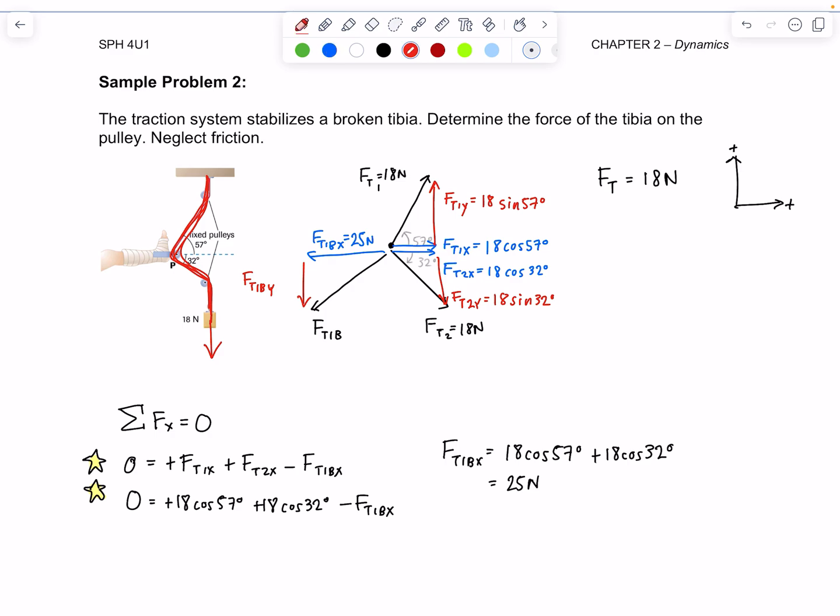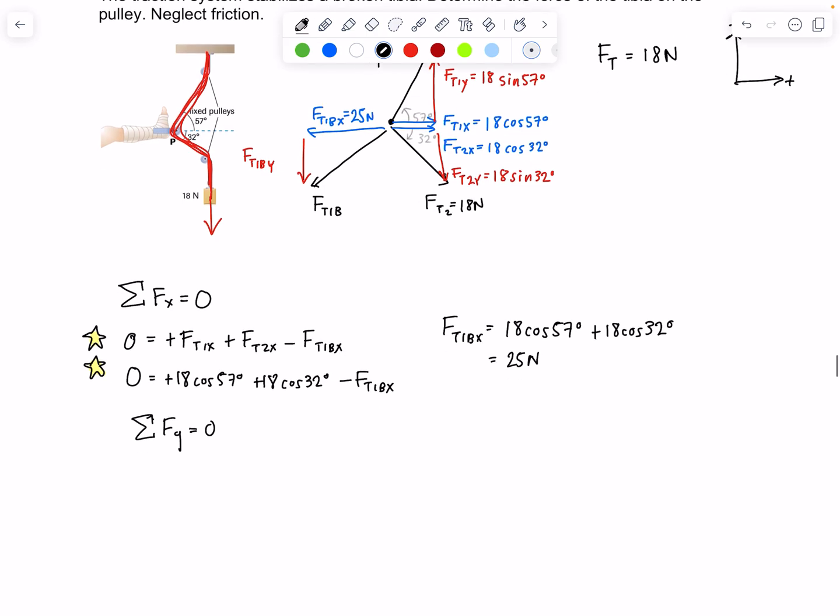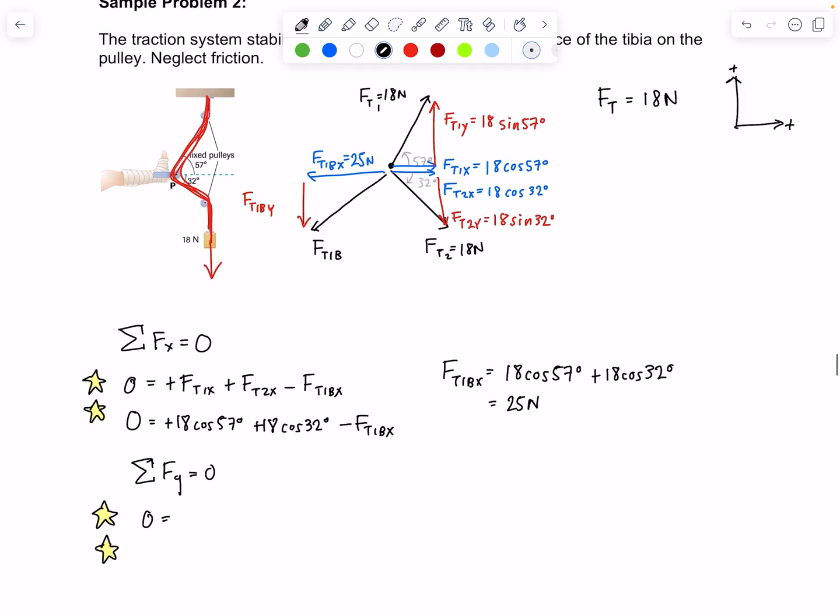Let's do the same for the sum of the forces in the y direction. We know it's in equilibrium, so the net force in the y direction is also 0. Let's list all the forces in the y direction using plus or minus to indicate direction. We have 0 equals. Now we have force of tension 1, y component up, force of tension 2, y down, and the force of tibia, y down. So using plus or minus to indicate direction, we get plus force of tension 1y minus force of tension 2y minus force tibia y.